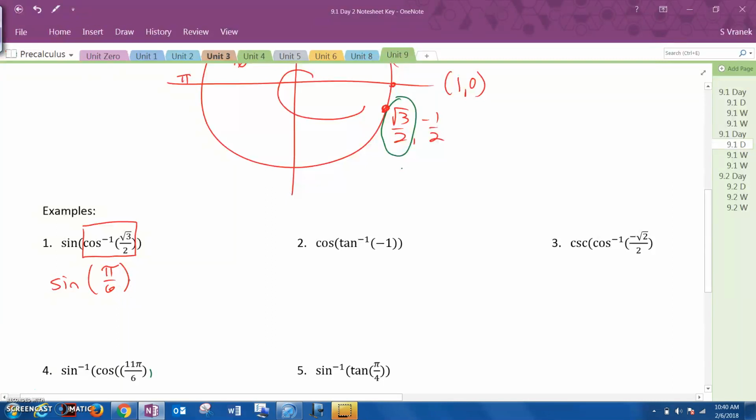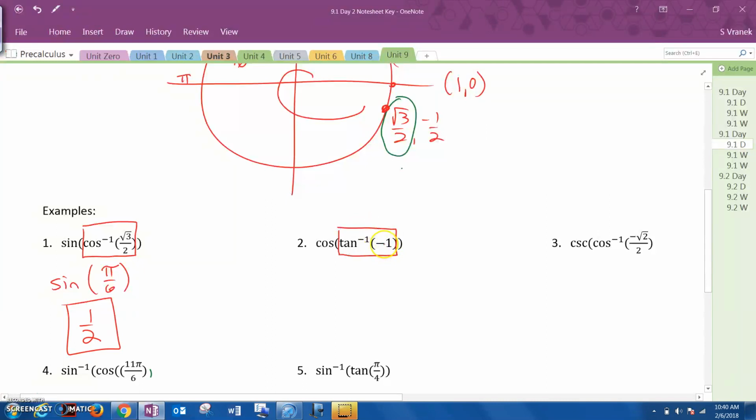So now this is like a problem from last unit. What is the sine at pi over 6? Or what is the y value, the y coordinate? Well, if you know your unit circle, you should be able to tell me that that is 1/2. Alright, so we're just kind of going backwards and then answering.